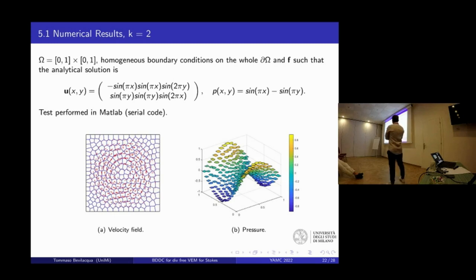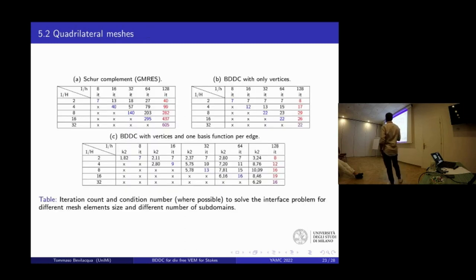So we can now show some numerical results that we have obtained solving a problem with a known solution, but we have just performed the test in a serial code in MATLAB. So we can just look at the iteration count and the eigenvalue estimate when possible. We compare here three different resolutions of our system. The first one is made by GMRES. The second one is made by the BDDC preconditioner with only the vertices as the primal constraint. And the third one is the BDDC where we put also an extra degree of freedom for each edge of the interface.